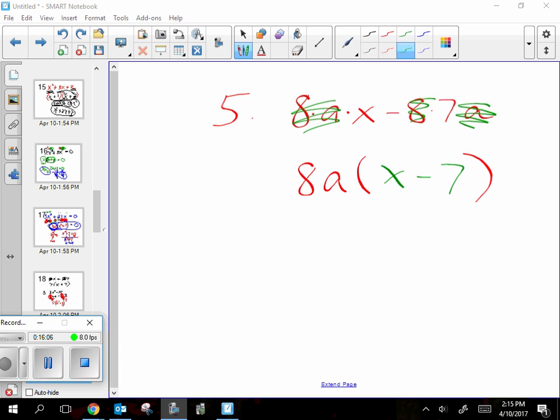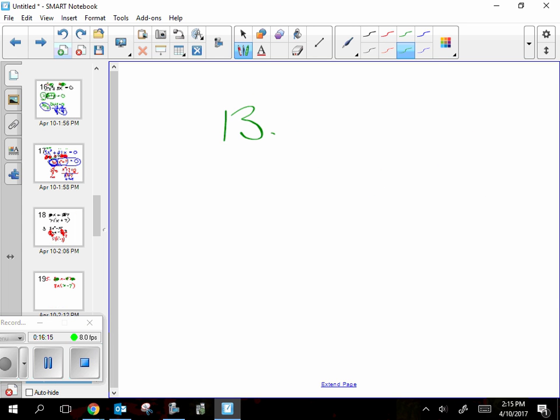All right. Now I'm going to move on to one of the ones that's kind of more challenging. It's not incredibly hard or anything. But number 13 has already been factored. The cool thing is you don't need to factor it. It already is factored. I can tell because it's a multiply problem. X times x minus 8.